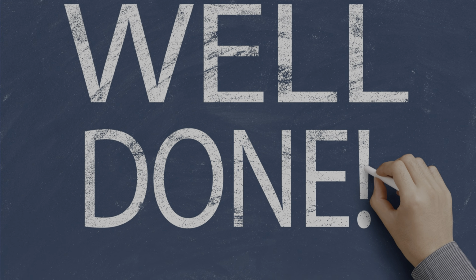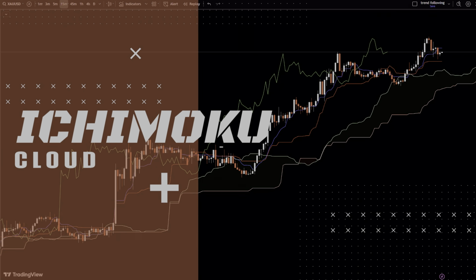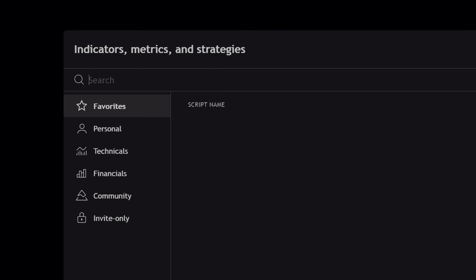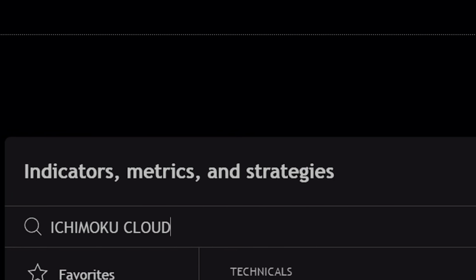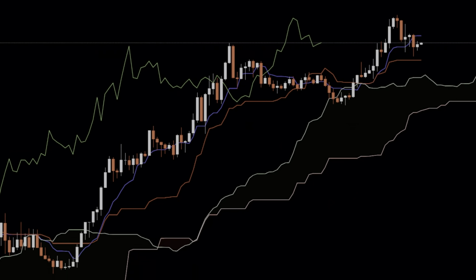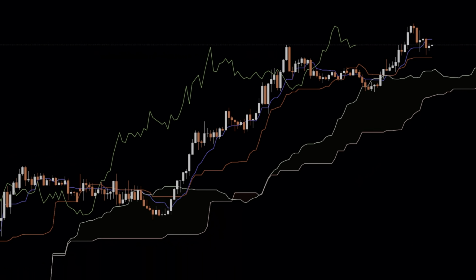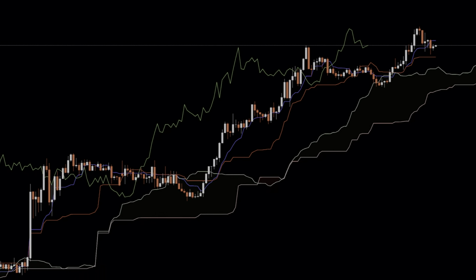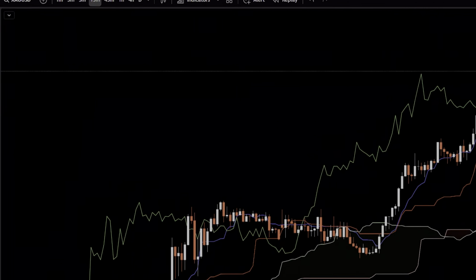Alright, let's jump into the setup. The first thing you need is the Ichimoku Cloud indicator from TradingView. When you first load it, your chart is probably going to look chaotic with all the lines and the colors, cloud everywhere. Don't stress, we're not using the whole thing. We're gonna simplify it down to just what matters. Open the Ichimoku settings.